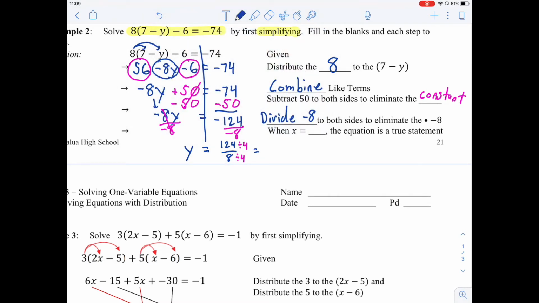And then we're going to get 31 over 2. And that's going to be our fraction. So when y equals 31 over 2, the equation is a true statement.